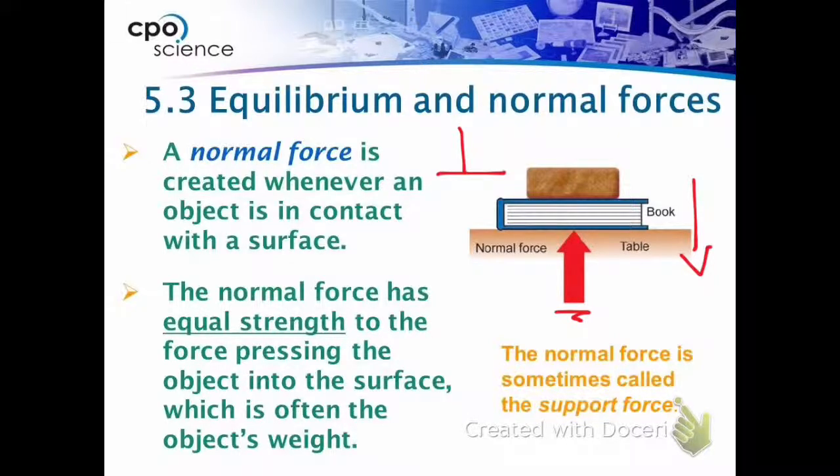The normal force is going to be equal in strength to the force pressing down. Because of that, it's sometimes also called the support force, right? Whatever weight the book pushes down on the table with, the table pushes up on the book, supporting it and keeping it in equilibrium.